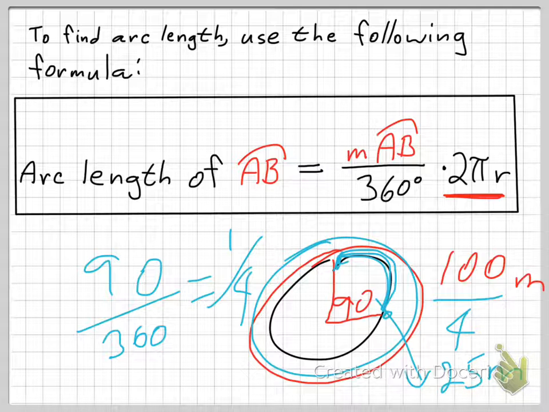It's just taking the circumference of a circle and multiplying it by the fraction that the arc length takes up. And you find the fraction by taking the degree measure of the arc and dividing by 360 degrees, because that would be the whole entire circle.